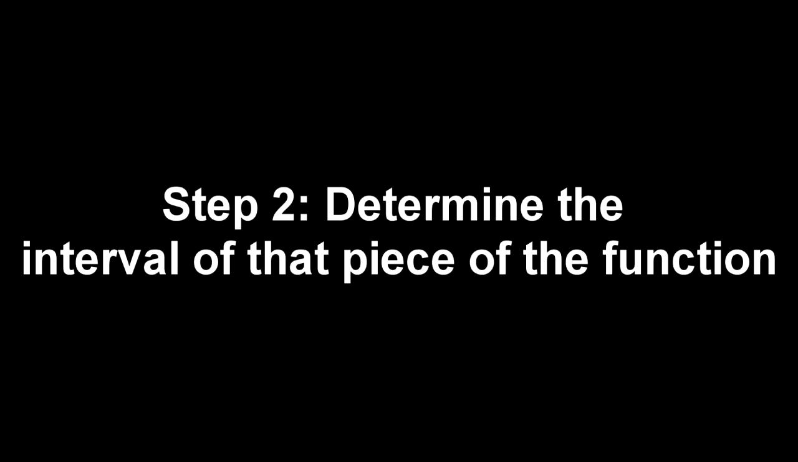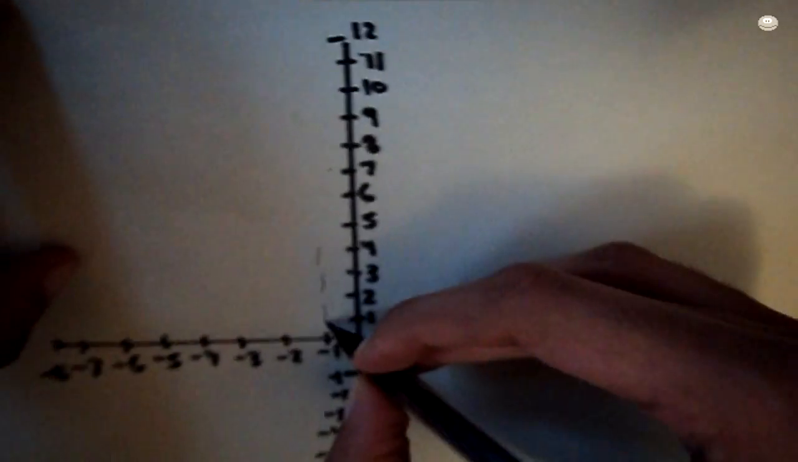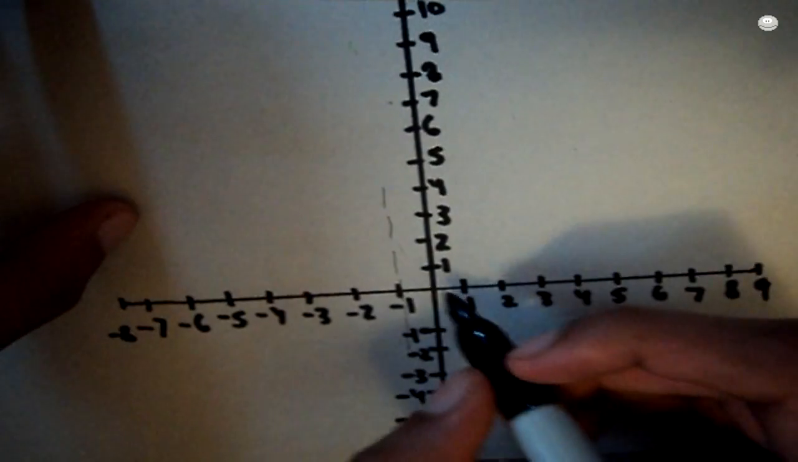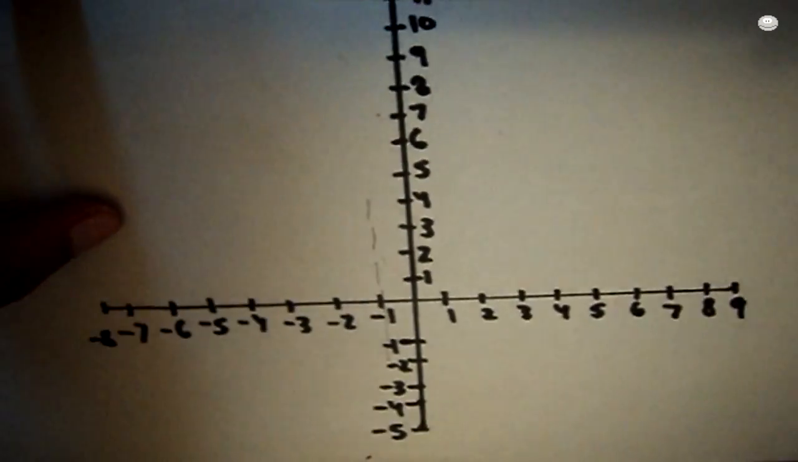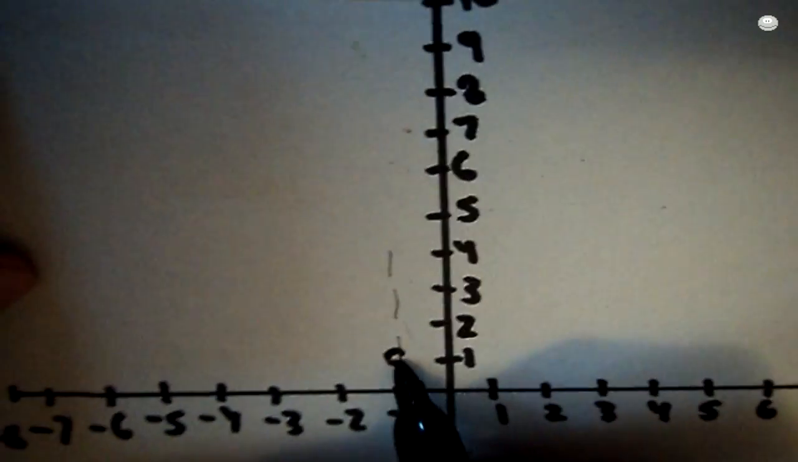Firstly, we must determine the interval of the function for that one section. So now when we move down to the graph, the function says that x must be less than -1. So we know that the function starts from here and then extends all the way back. And it says that x is less than, so there's an open circle.